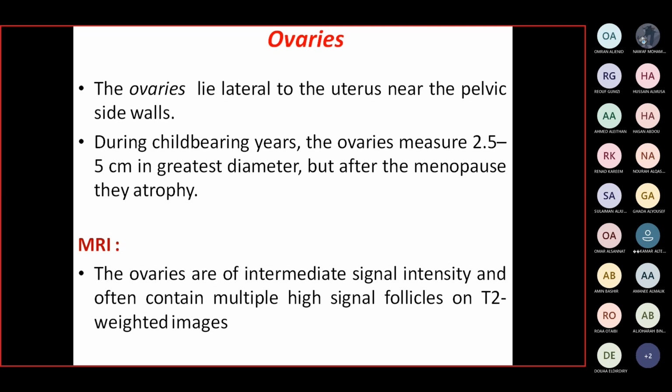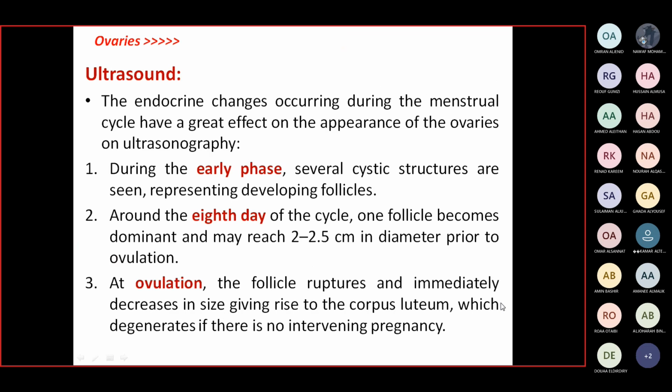How do these ovaries appear on MRI? The ovaries are of intermediate signal intensity and often contain multiple high signal follicles on T2. The most important thing to know is that they are intermediate in signal and contain multiple high signal, hyperintense follicles on the T2 weighted image.